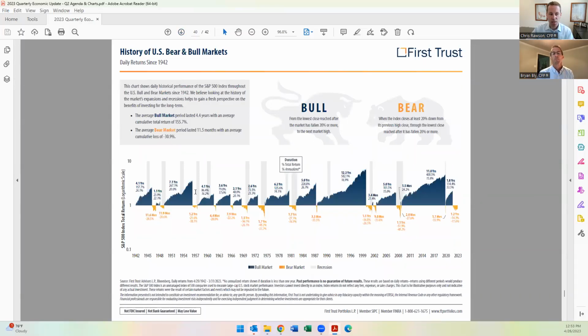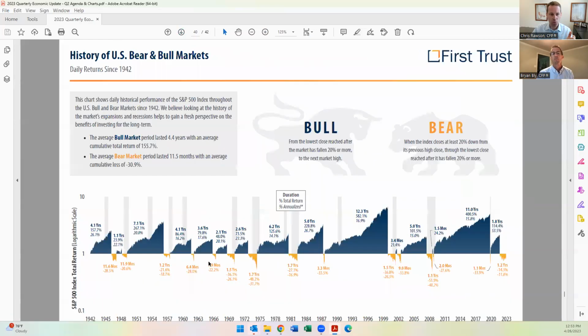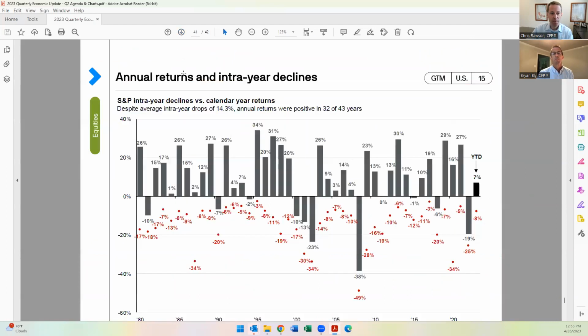Another way to look at this, these are our growth years in blue. This chart's a little bit small, let me make it a little bigger. In yellow, we see when we're having losses. So we had a bit of this last year. We all definitely experienced the pain of that, but the vast majority of the time we're in positive territory.